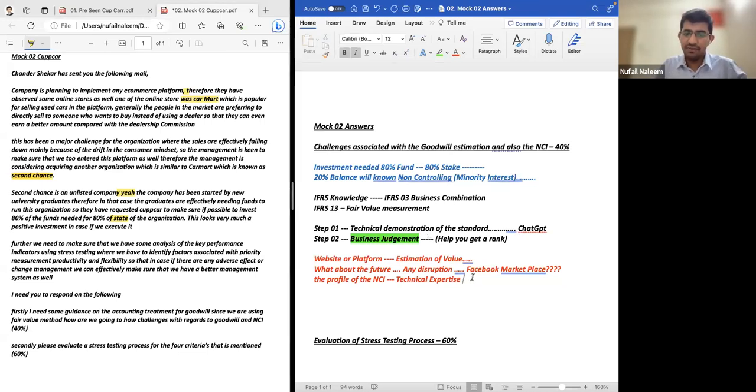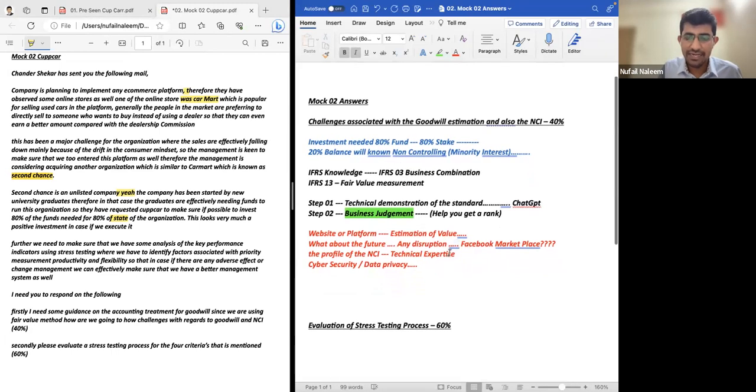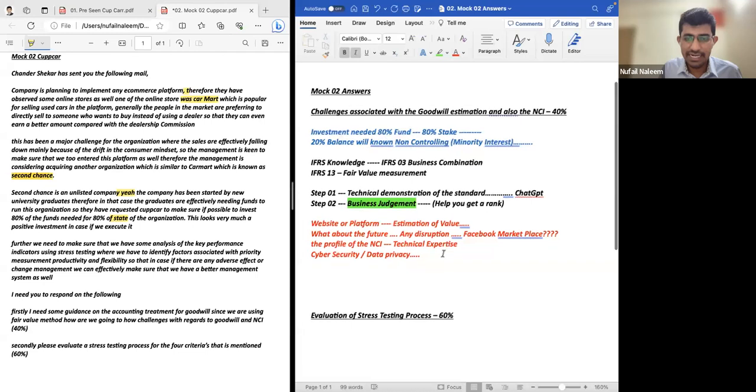And one more thing, cyber security, because people are buying through online stores, cyber security and data privacy. So these are the main factors that you have to consider as well. I believe everyone has got the business judgment properly. So I can guide you with the technical demonstration first.